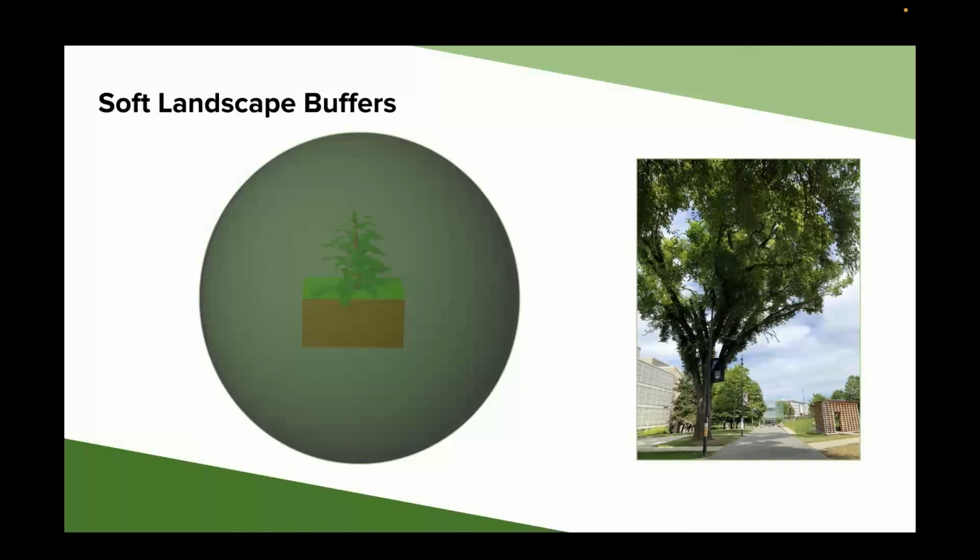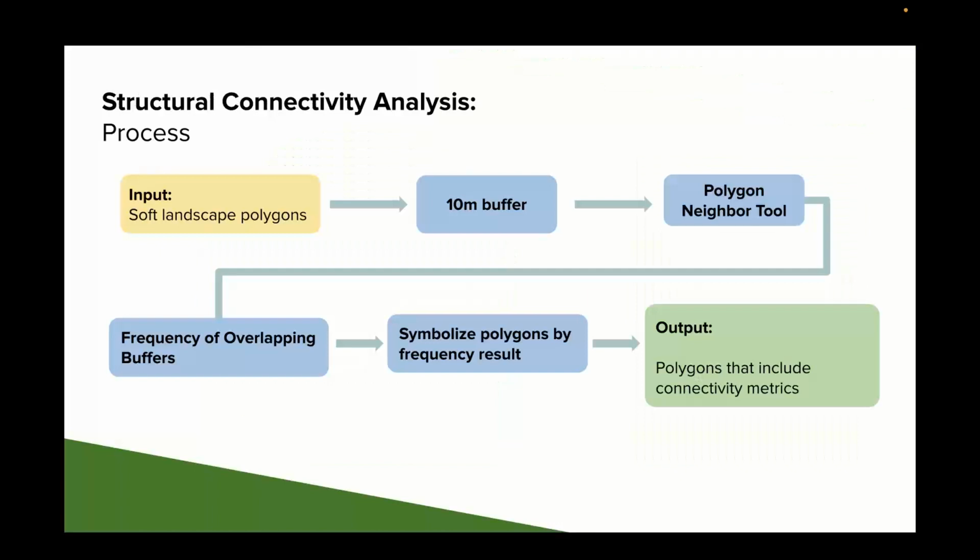For this GIS analysis, I buffered every soft landscape on campus by 10 meters, ran a tool that calculated all the intersecting buffers for each polygon, then ran another tool to count the number of overlapping buffers for each polygon to produce the result of soft landscape polygons with embedded connectivity metrics.